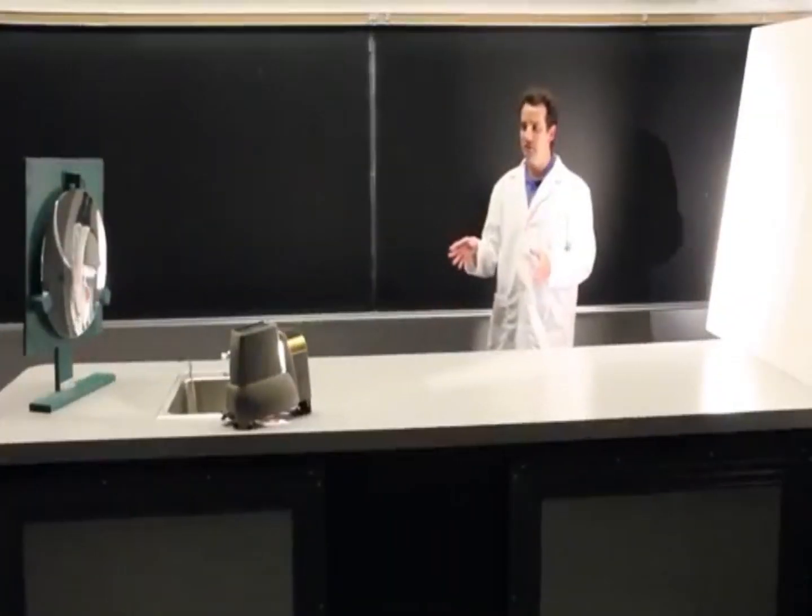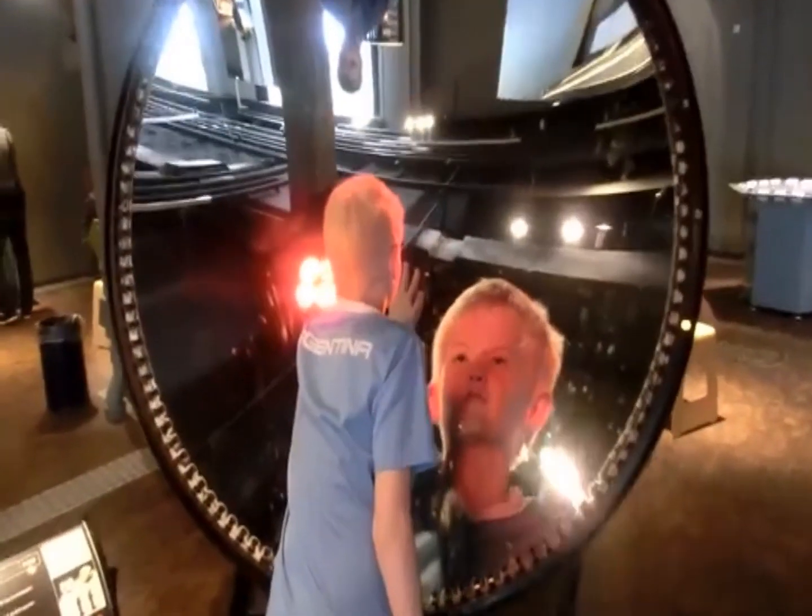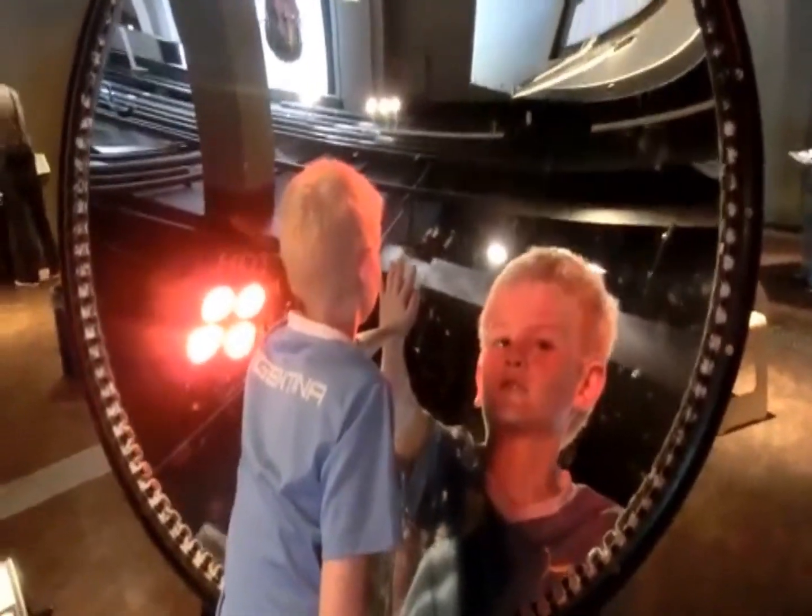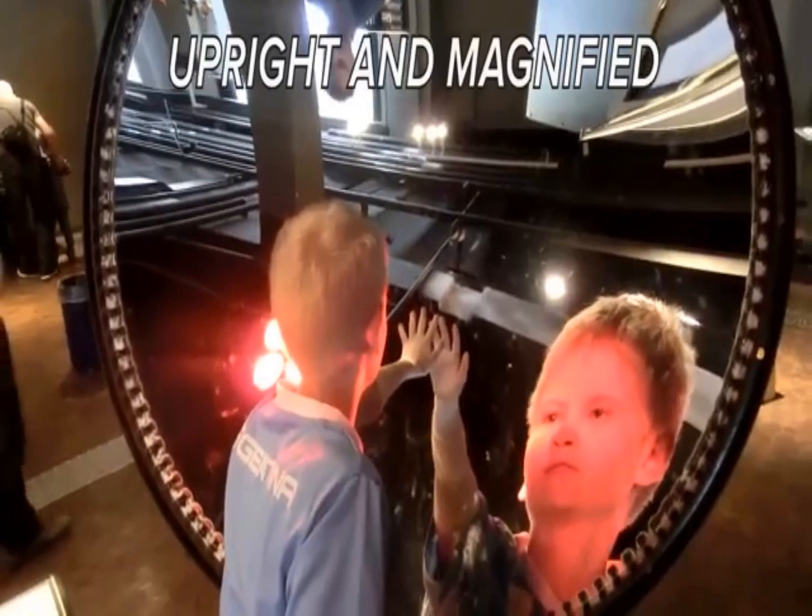A concave mirror can also be used to project an image. Notice that this image is always upside down, and because it is formed in the real world, we call it a real image. When the object is within the focal point of the mirror, the image in the mirror appears upright and magnified.